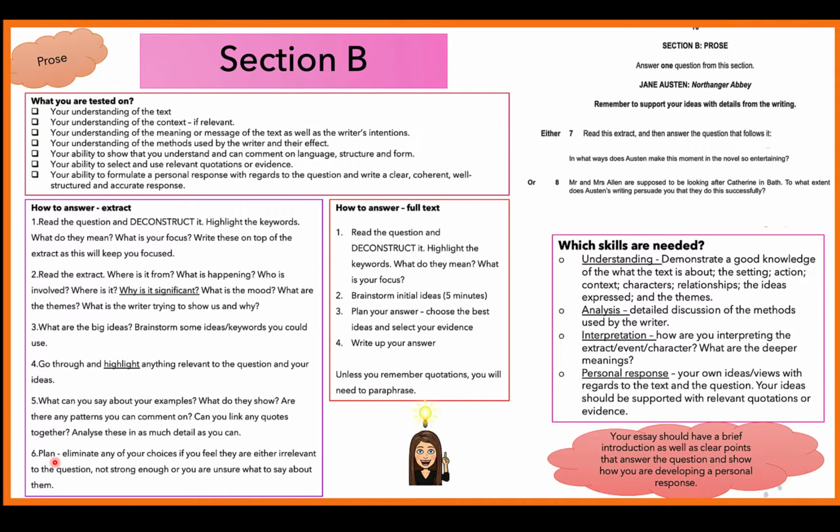Once you've got your point sentence, then think, which quotations will I use to reinforce this? Which quotations are relevant? Which quotations can I really analyse to do with this point? And that's where you eliminate the choices. You think, I've highlighted maybe 15 quotations here, but I don't need all of them. I'm just going to go through and pick the best ones, the relevant ones that go with my points. In terms of the full text, obviously you do not have a copy of the full text, whereas with the extract here you can use direct quotations.